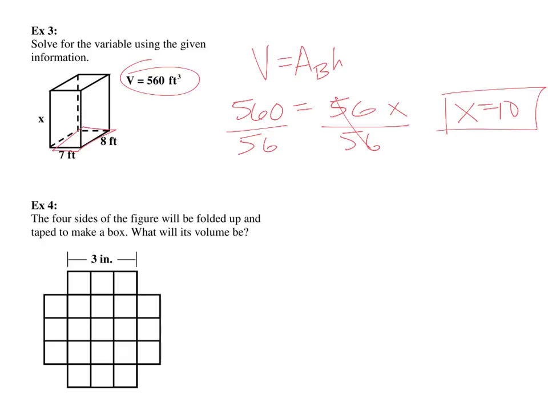Done. All right, example 4. The 4 sides of the figure will be folded up and taped to make a box. What will its volume be? Okay, so what's going to happen is the box is going to look like this. So you're going to fold the flaps up. That's like this flap here. That's what I have right here.